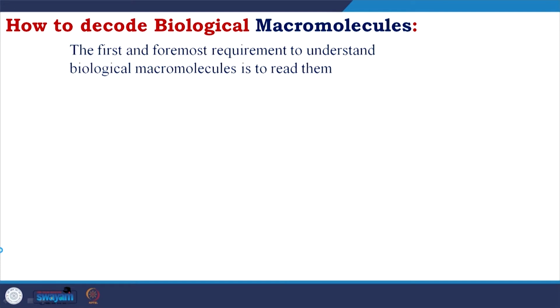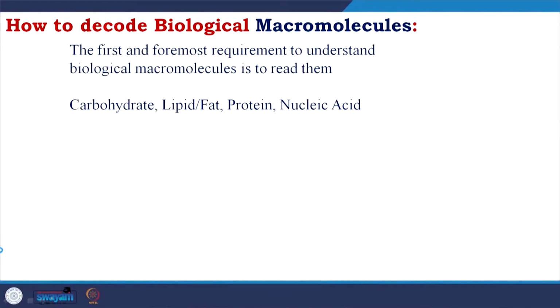The first and foremost requirement to understand biological macromolecules is to read them. You have to know about their basics. You have to read how the monomers are forming polymers. We are targeting three polymers: carbohydrate, protein and nucleic acids, and then we are also interested in knowing about lipid and fat.